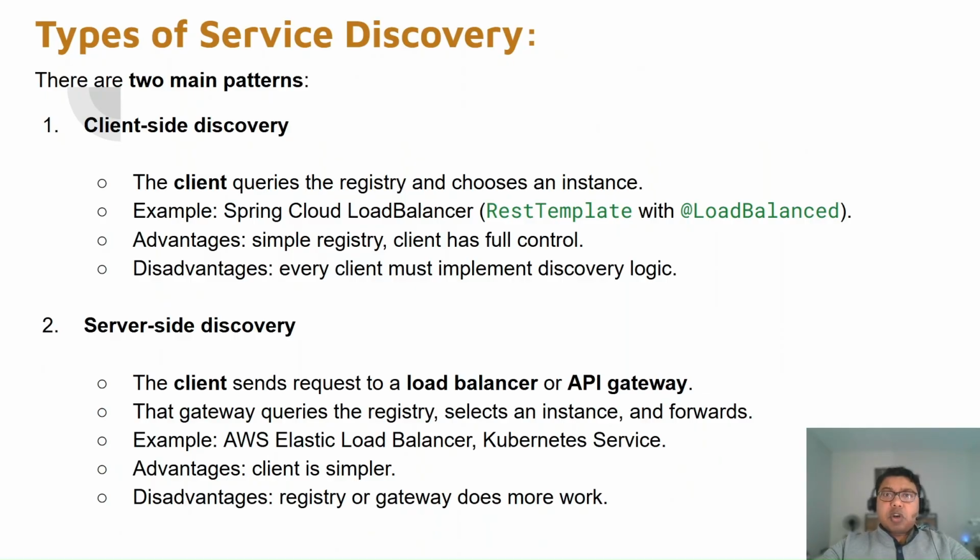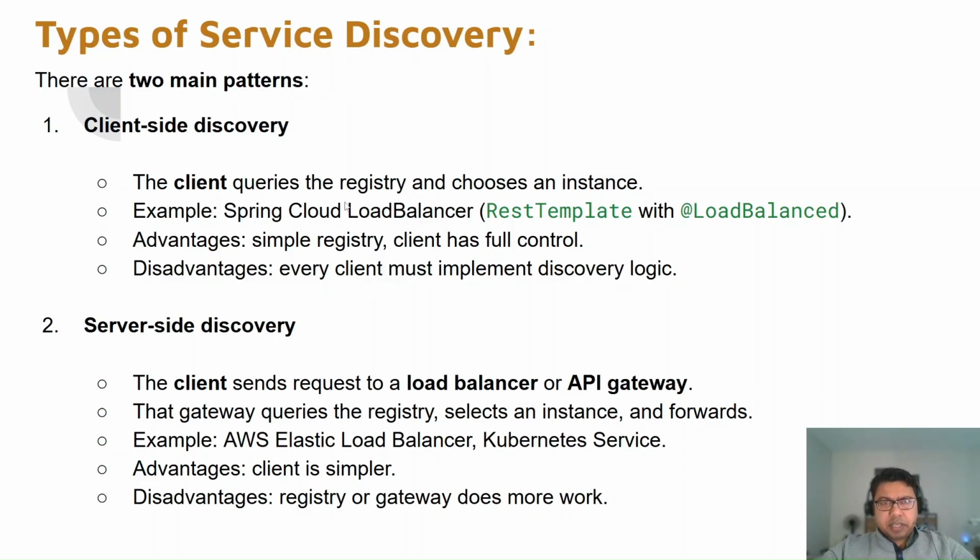Types of service discovery. So we learned it discovers services, but there are two main mechanisms through which it discovers services. One is client side discovery. So the client side discovery is where the client queries the registry and chooses an instance. In this scenario, the client will directly call the registry service, and it will get the host and port of the service, and it will call it. So that is basically client side discovery.